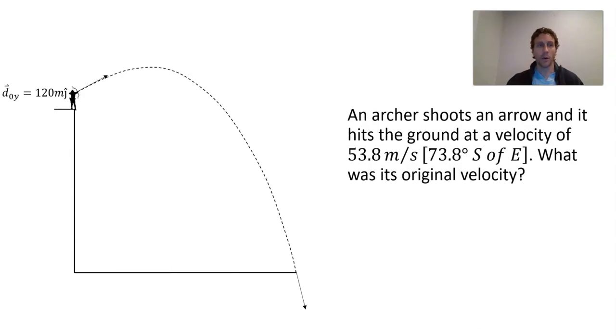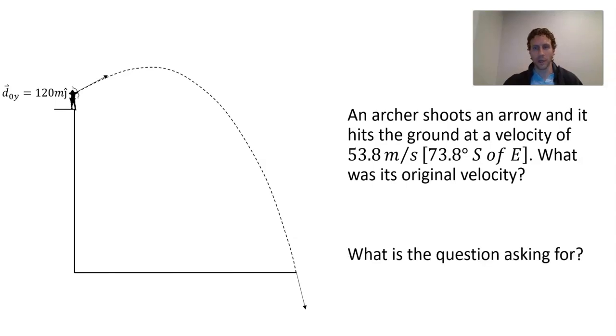So here's our question, and it's a doozy. It's not an easy one. We have an archer and he shoots an arrow and it hits the ground at a velocity of 53.8 meters per second, and it's coming down at an angle still. The angle is 73.8 degrees south of east. We'll have to think about what that means. And the question is, what was its original velocity?